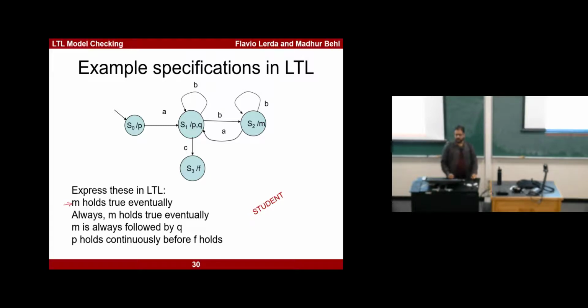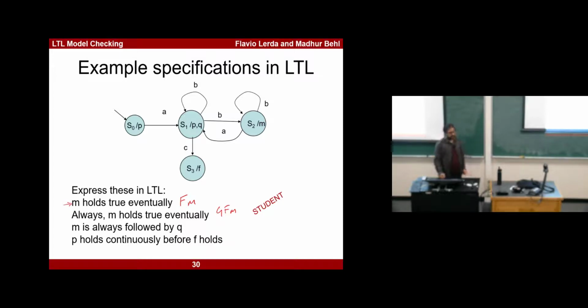M is true eventually. FM, okay? Not P, it's M. So FM is that M holds true eventually. What's the next one? Always M holds true eventually. Okay, I'll write this one for you. So GFM, because we just added the always in front.